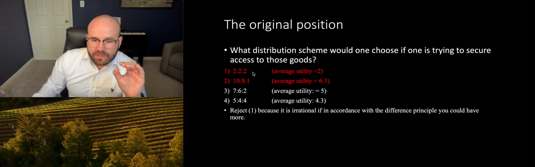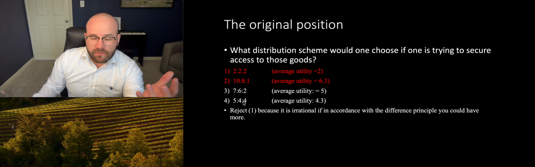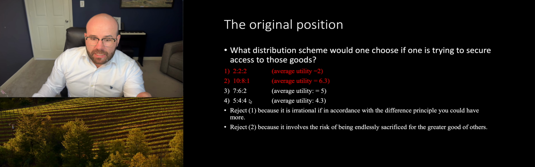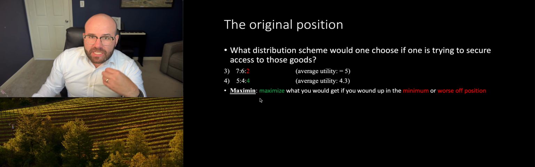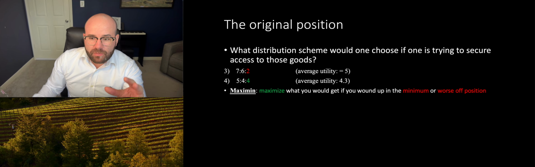Because remember, according to the difference principle, you should distribute equally unless allowing inequalities makes the worst off better. In this case, the worst off are, let's say, 2 and 4, and the 4 are made much better. So he does allow inequalities, but only if the worst off are made better. And that is congruent with the idea of maximin, which is a strategy: always maximize what you would get if you wound up in the minimum or worst off position.